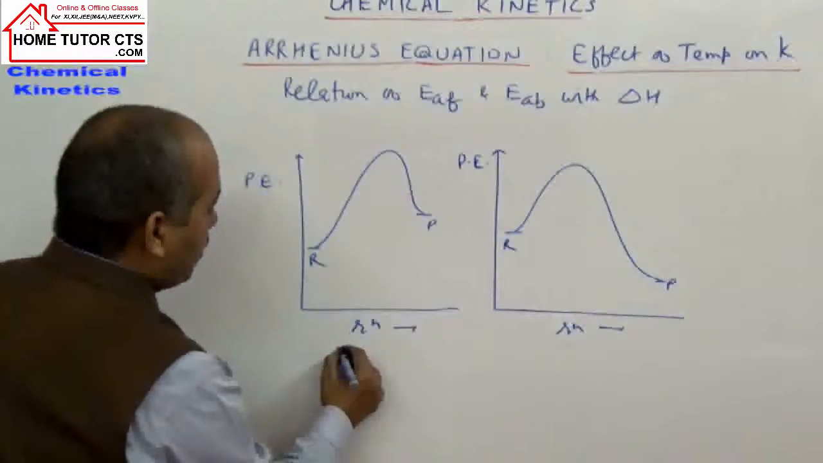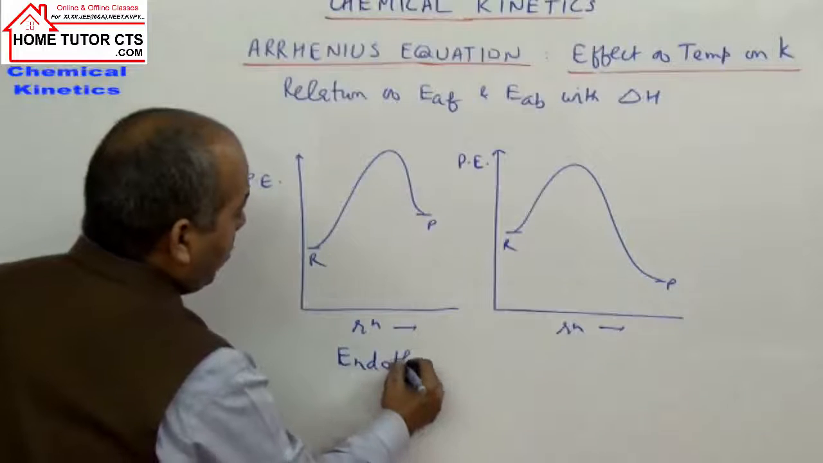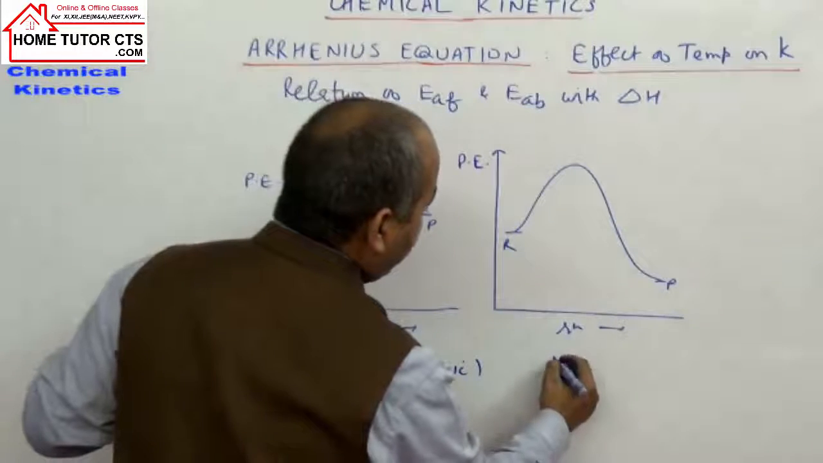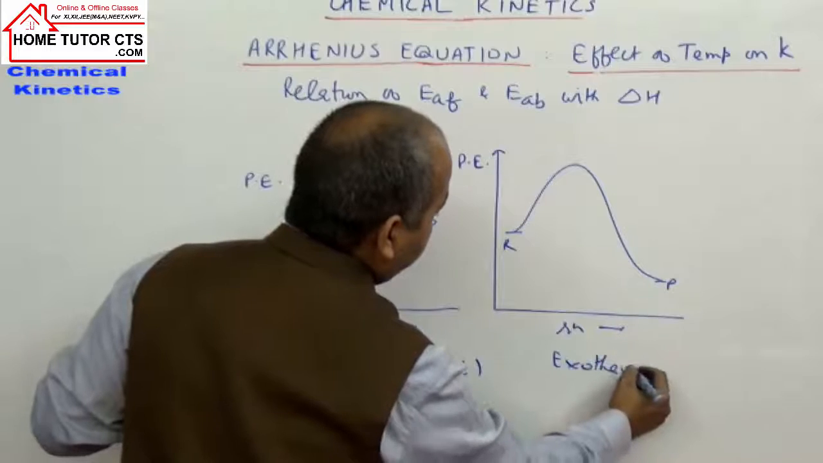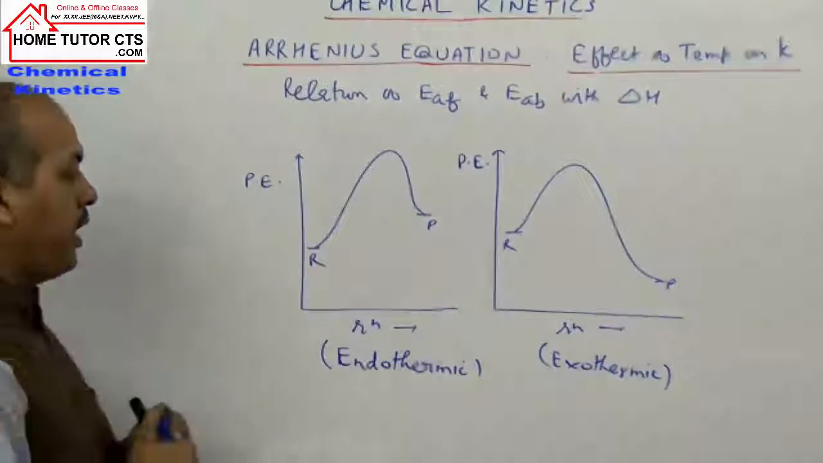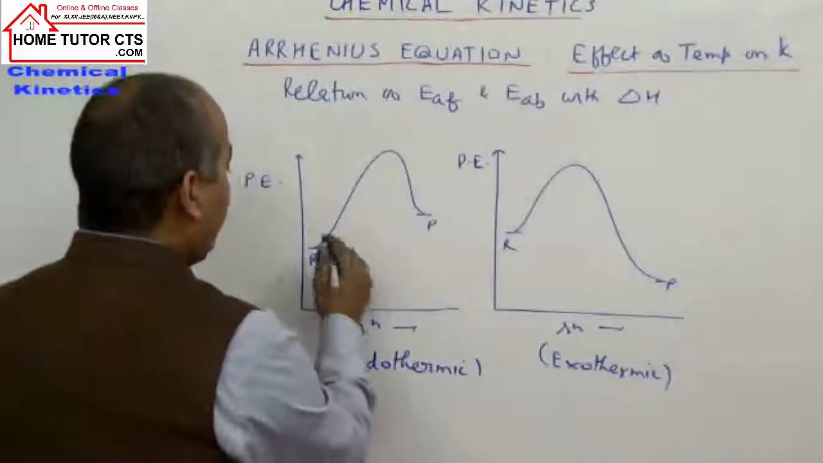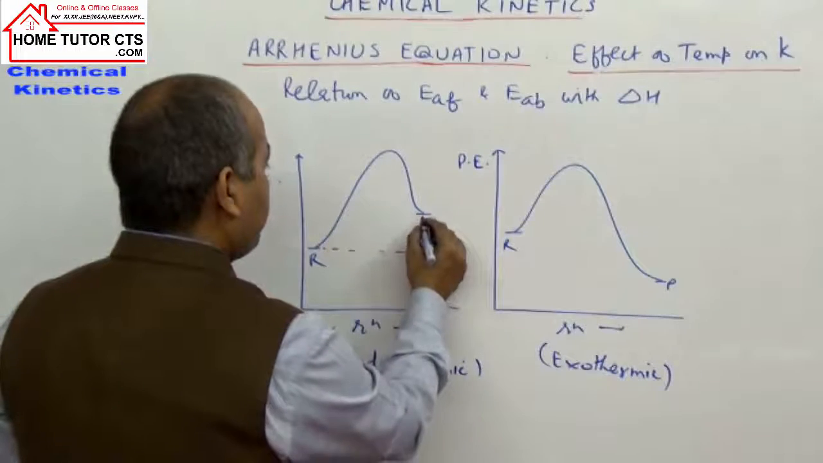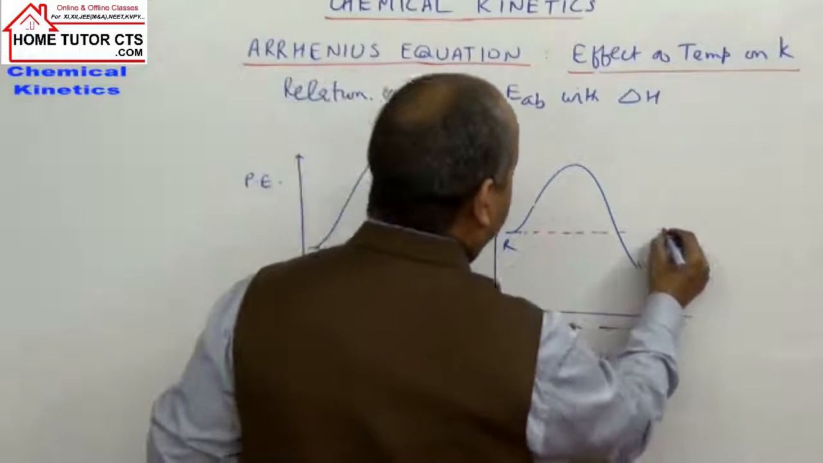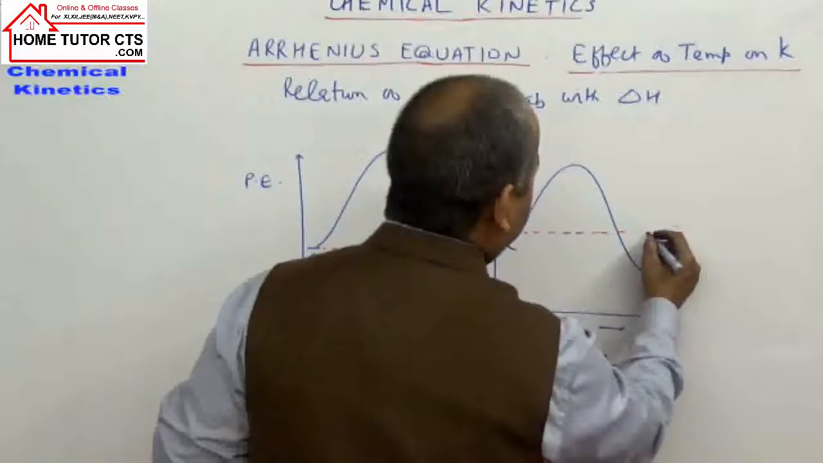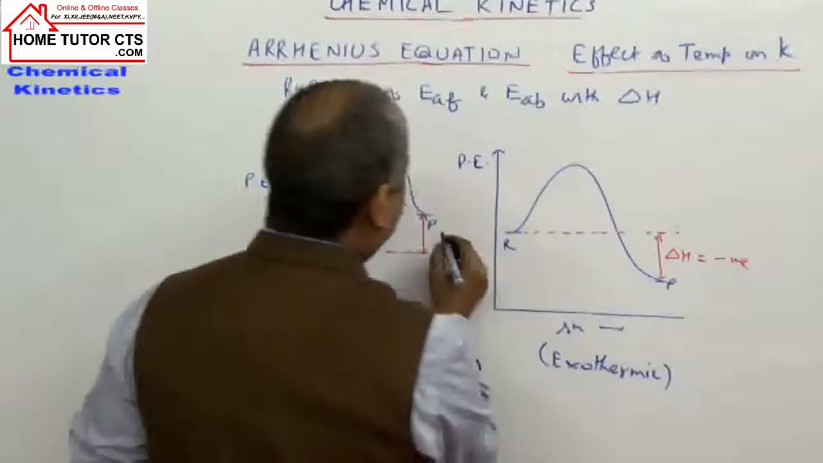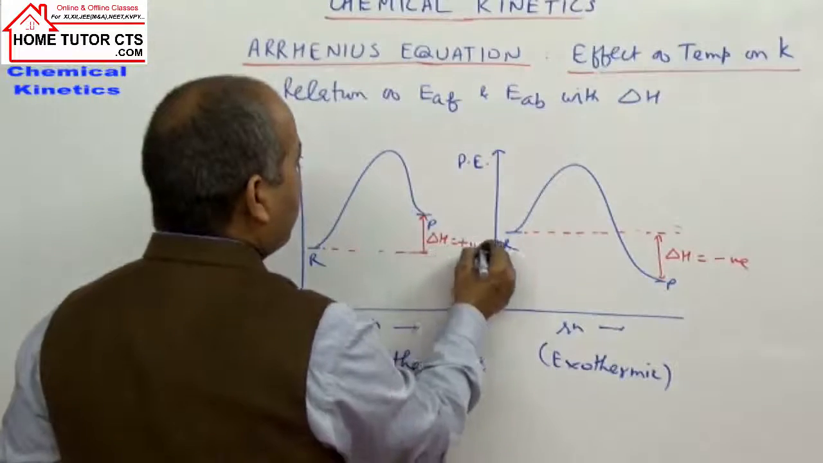It's the graph for an endothermic reaction and it's the graph for an exothermic reaction. In an endothermic reaction, delta H is positive, while for an exothermic reaction, delta H will be negative. Here delta H is positive.